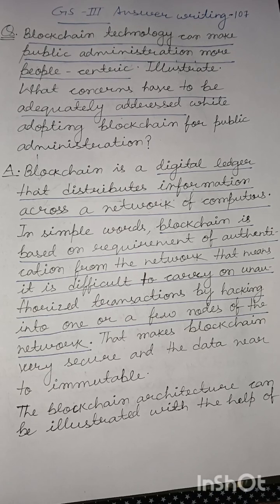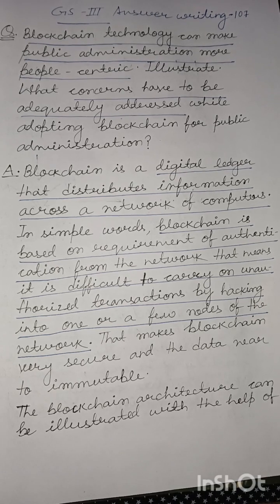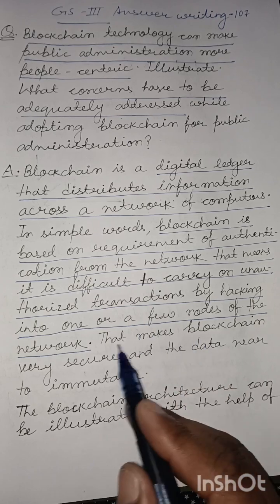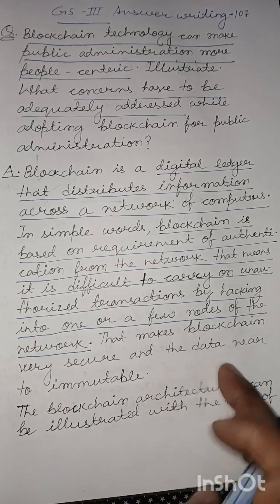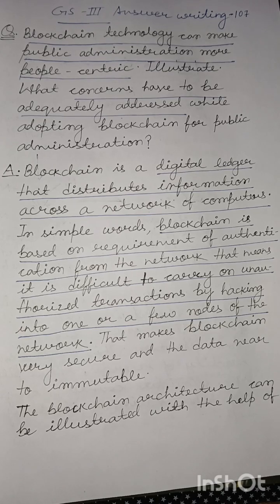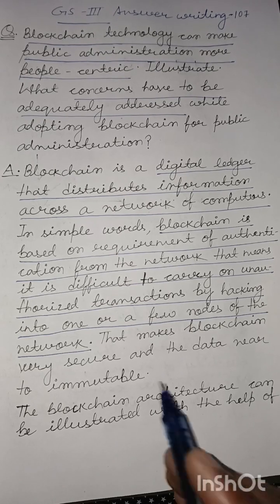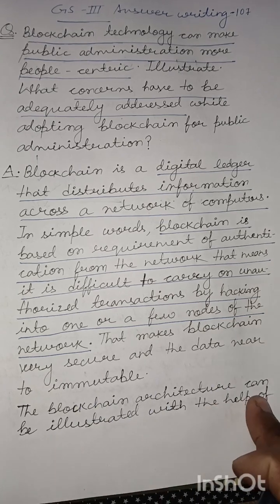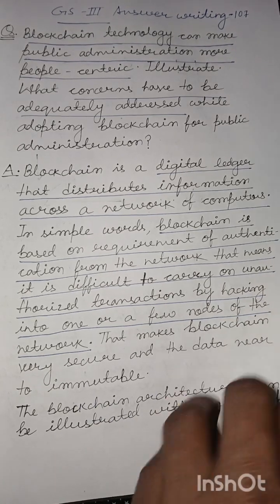So even if someone were to hack into or break into one of the nodes, for example, one of the computers of the network, they won't be able to actually access the data, because it would need the authorization of the entire network, each and every node, each and every computer that is part of that network. That makes blockchain very secure and the data near to immutable. That is, virtually no one can tamper with the data without authorization. The blockchain architecture can be illustrated with the help of a graphic.